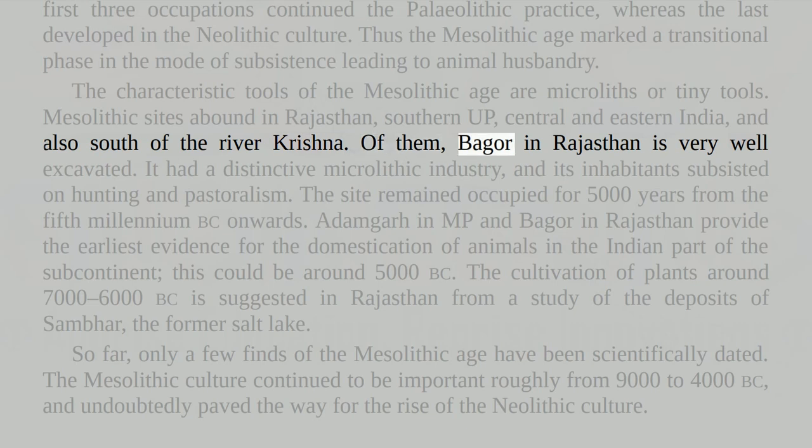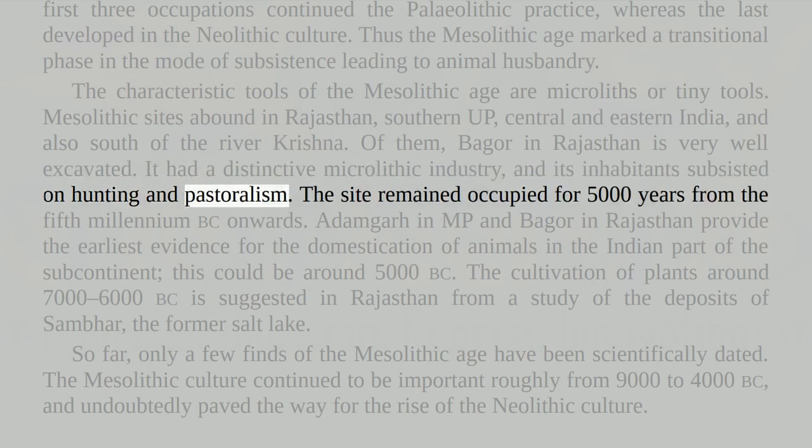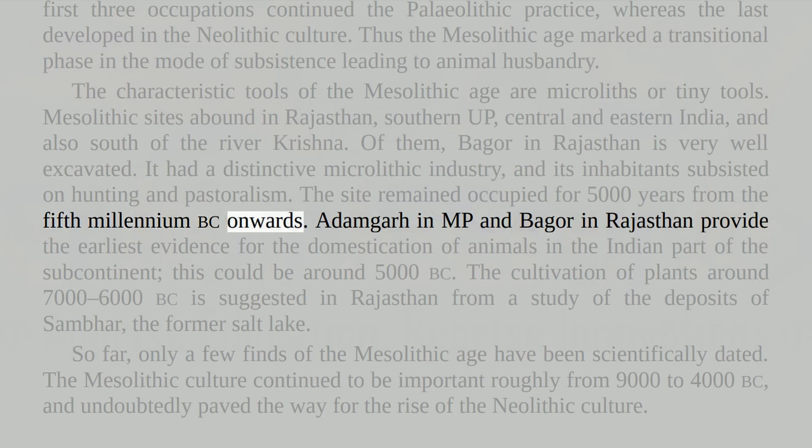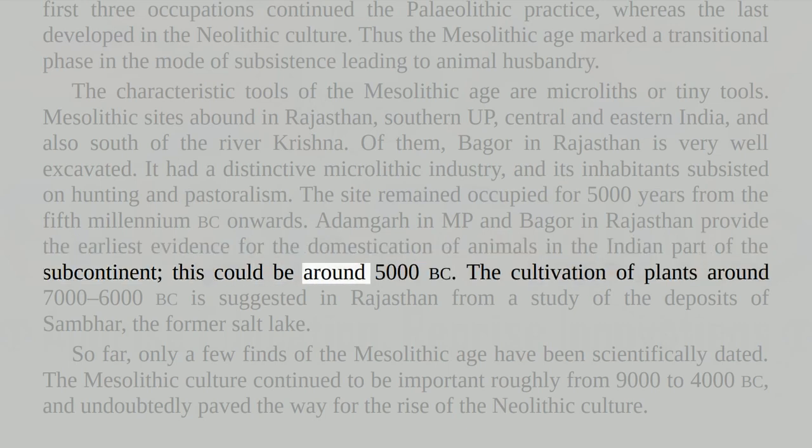Of them, Baga in Rajasthan is very well excavated. It had a distinctive microlithic industry, and its inhabitants subsisted on hunting and pastoralism. The site remained occupied for 5,000 years from the 5th millennium BC onwards. Admaga in MP and Baga in Rajasthan provide the earliest evidence for the domestication of animals in the Indian part of the subcontinent. This could be around 5000 BC.